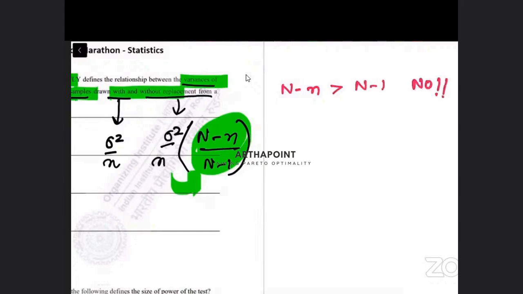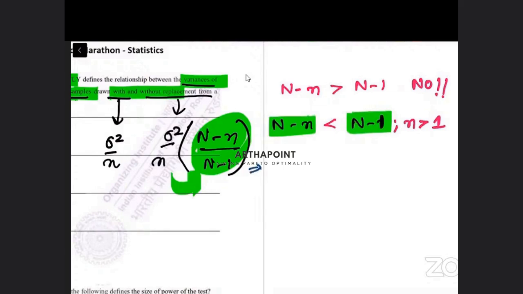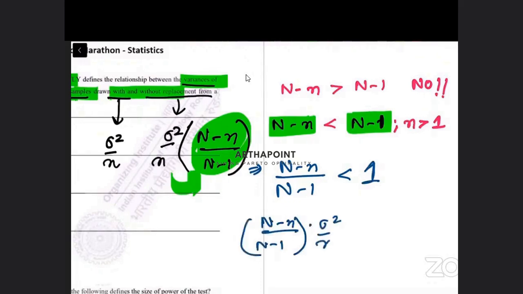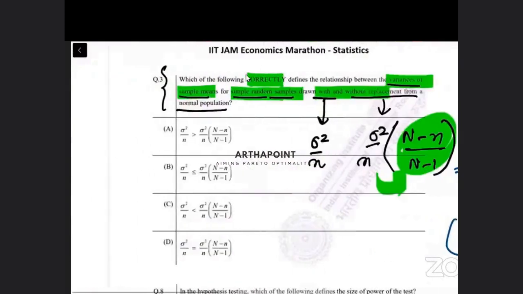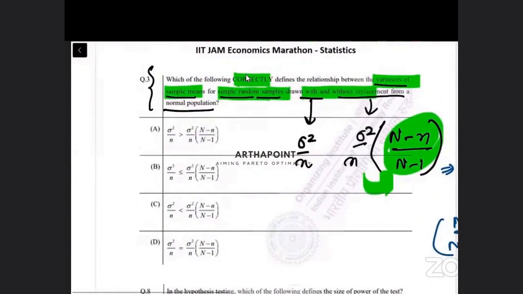No. N minus n is less than N minus 1, because my sample size will always be greater than 1. Here I am subtracting n from it, and here I am only subtracting 1 from it. So N minus n will always be less than N minus 1. This implies that N minus n upon N minus 1 will be less than 1. So if I multiply sigma square by n on both sides, I will get this relationship A. So we can say that the correct statement is A.